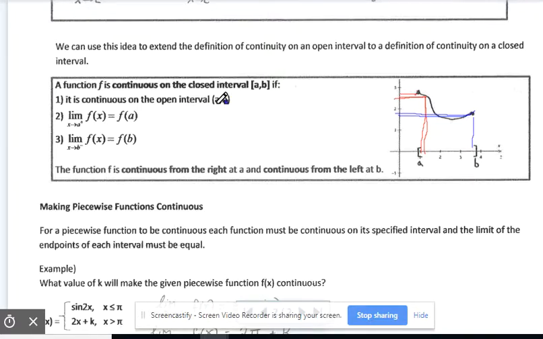So three things: the function has to be continuous inside the interval, so on the open interval, not including the endpoints. And then the right limit as x approaches a has to equal the endpoint f of a, and the limit as x approaches b from the left has to equal the endpoint f of b. So that's continuity on a closed interval.